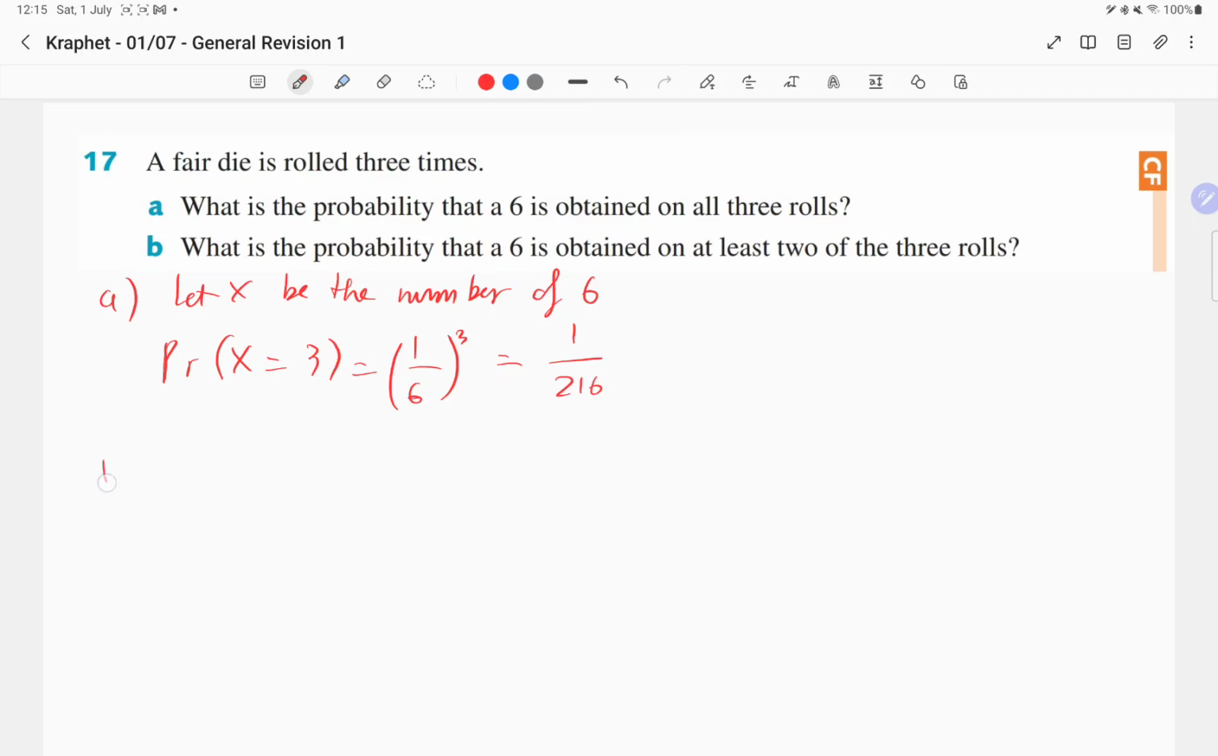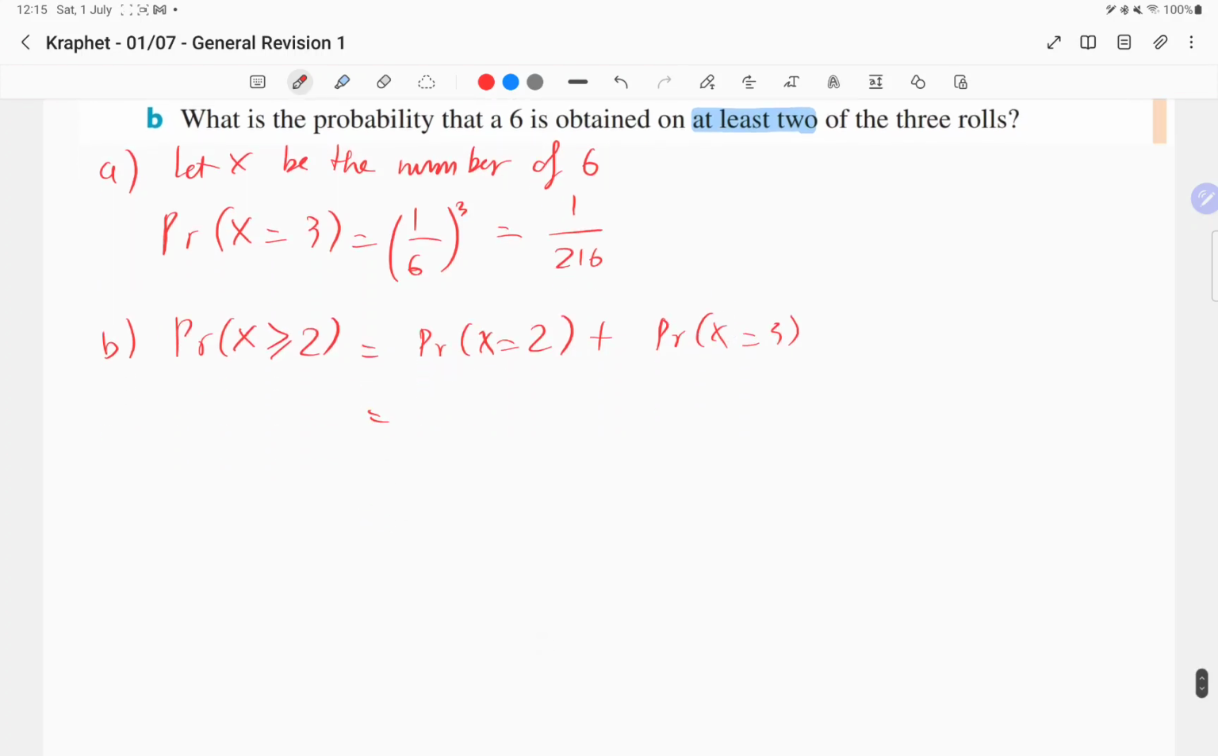Now question B is a tricky one. At least 2. So the probability that x is at least 2, out of the 3. What does that mean then? Do you have to draw a table out? You can, but you don't need to work out everything. At least 2 means anything that's 2 or more, and the maximum is 3. So that will be the same as P(x = 2) plus P(x = 3). You just find P(x = 2) and add it to P(x = 3).